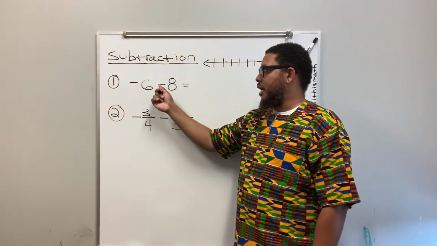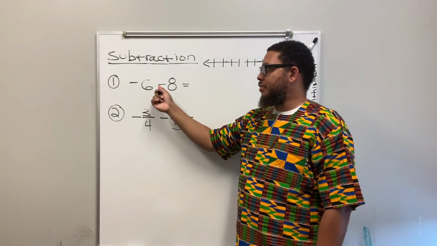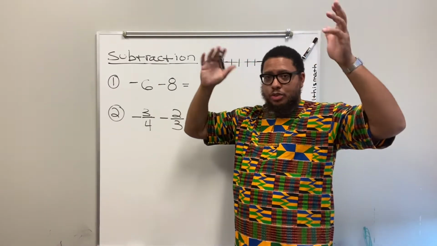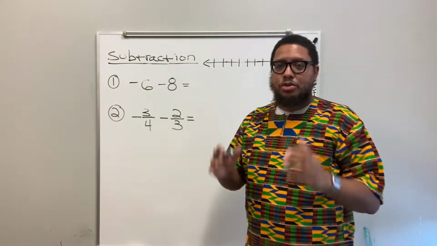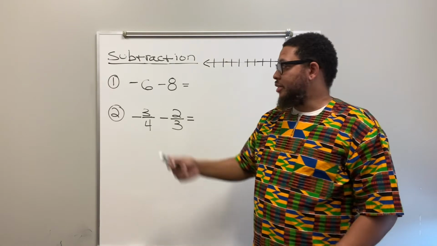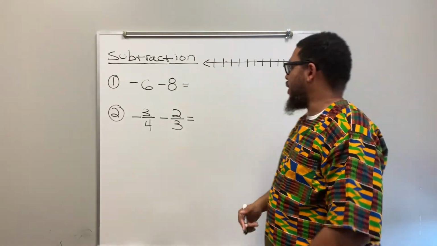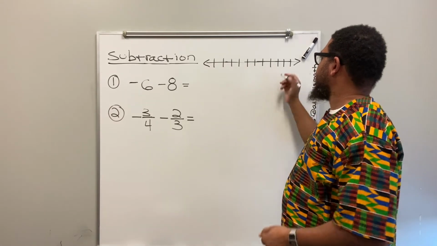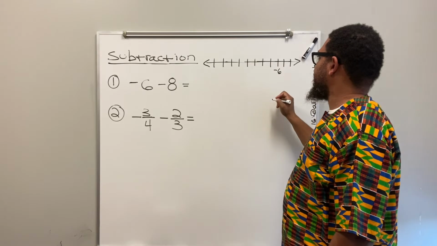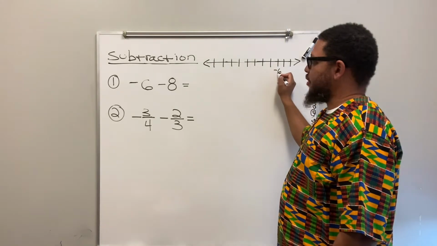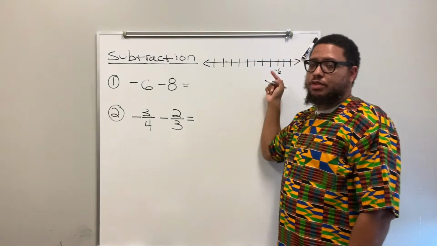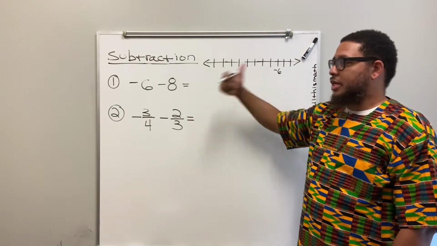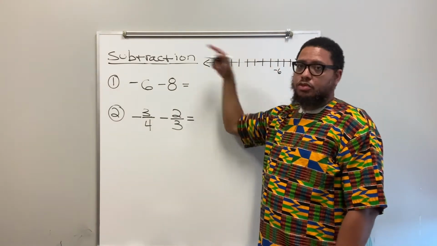And because there's a minus sign after the negative 6, that tells me that on that number line I'm moving to the left. The minus sign tells me to move to the left on the number line. So imagine the negative 6 was right here. I would start there at negative 6, and then the minus sign tells me to move in the left direction. If there had been a plus sign, I would move to the right. Plus sign means move to the right. Minus sign means move to the left.